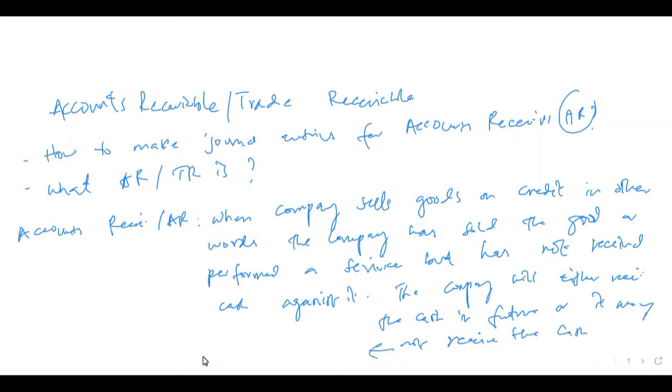If the company does not receive the cash in future, that will be called a bad debt. Right? That will be called a bad debt. And then there is accounting for bad debts as well. So let's look into how to make the journal entry for accounts receivable. It's relatively simple.